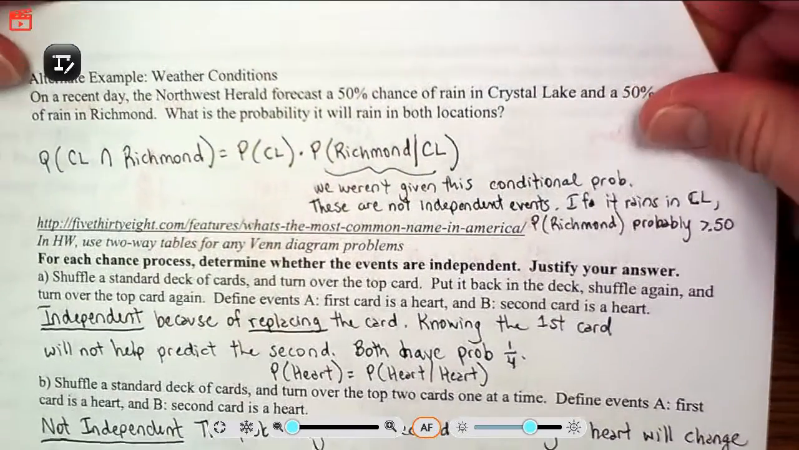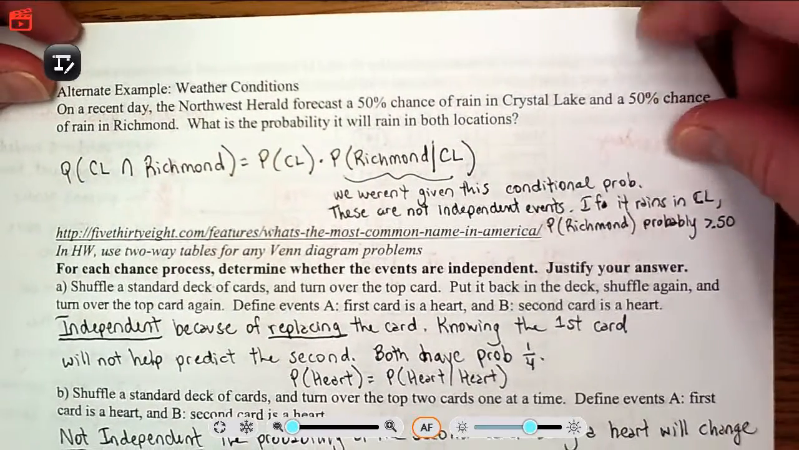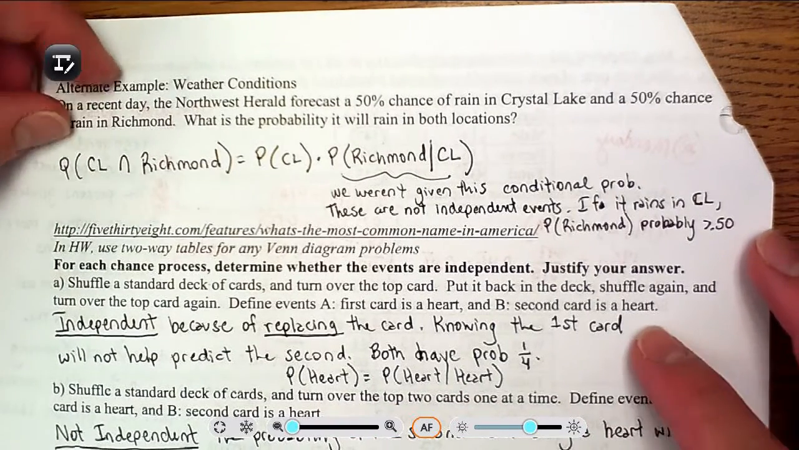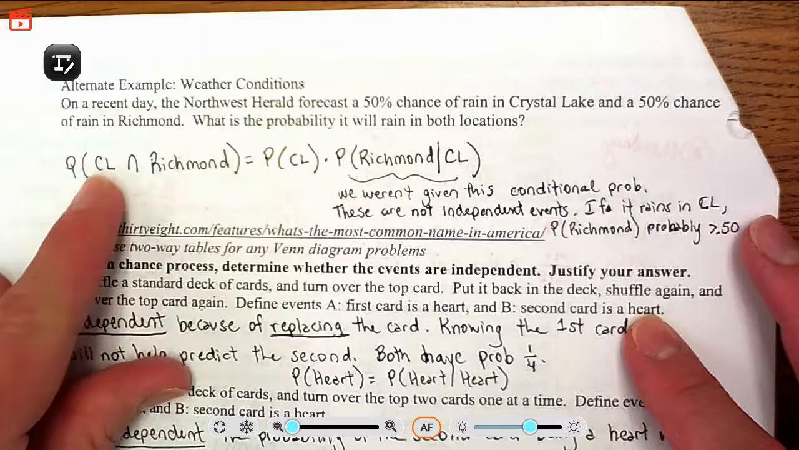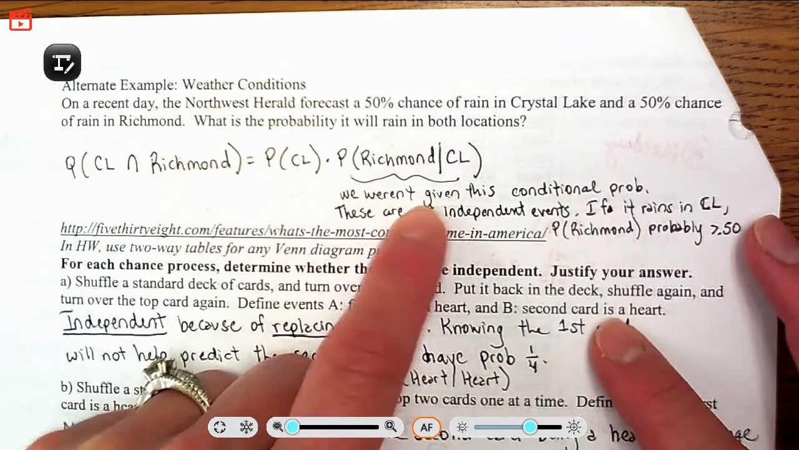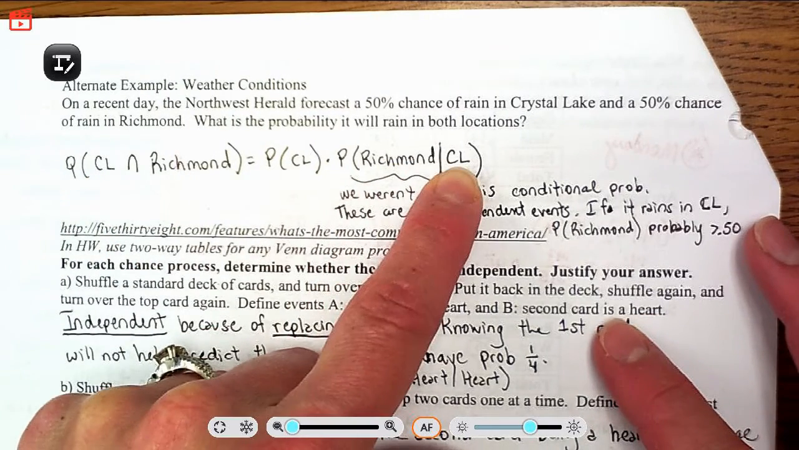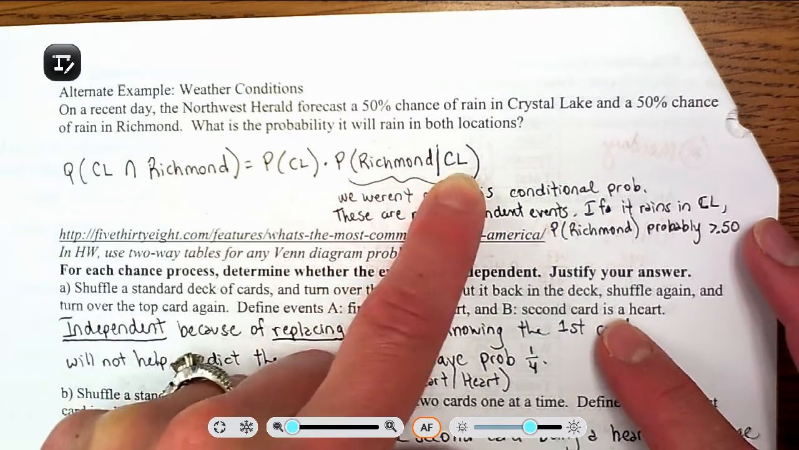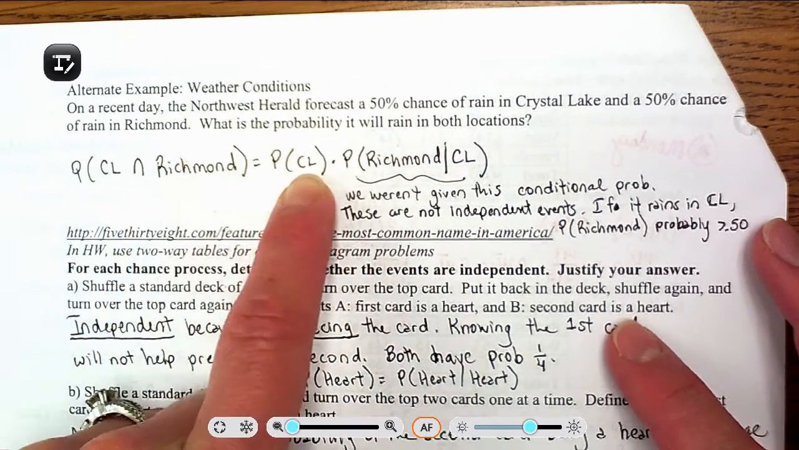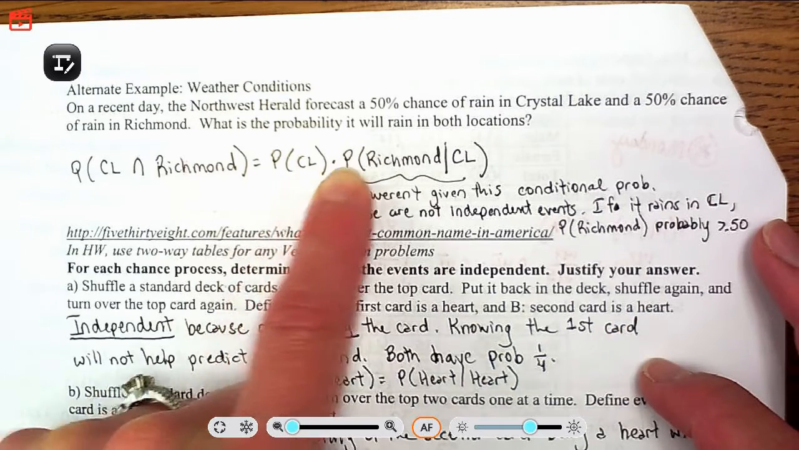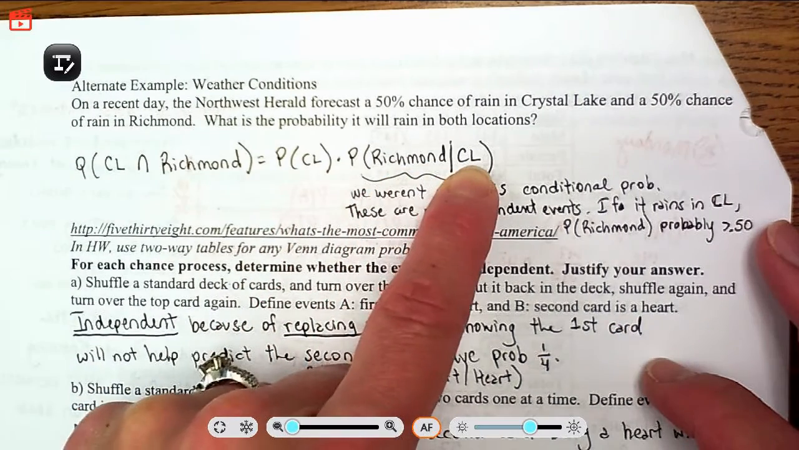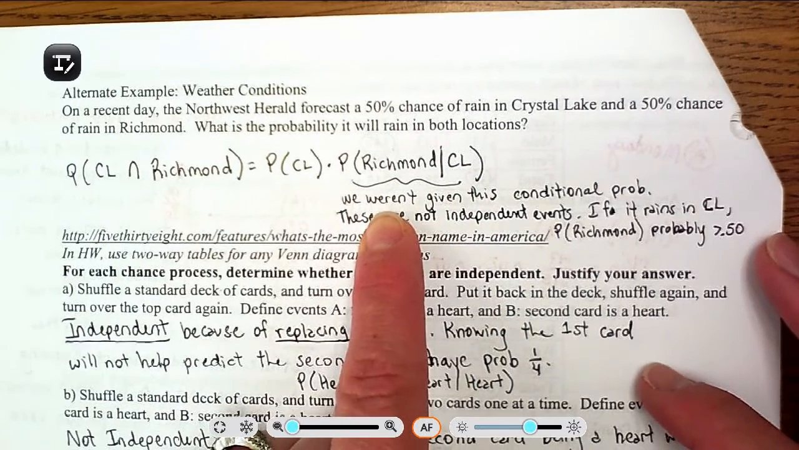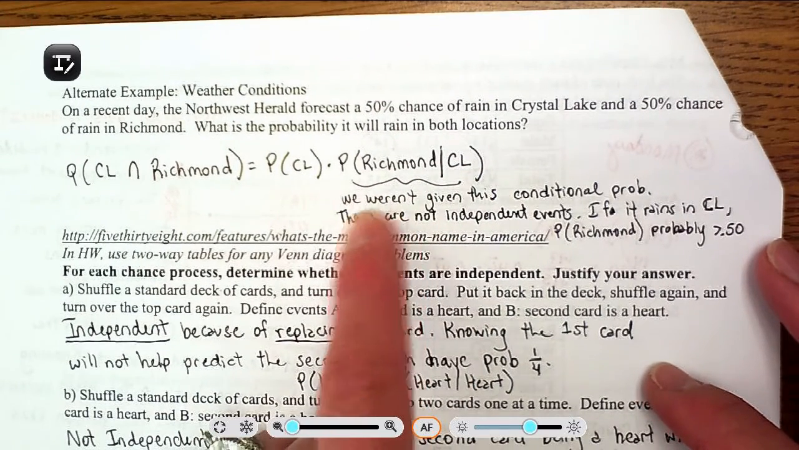Weather conditions. On a recent day, the Northwest Herald forecast a 50% chance of rain in Crystal Lake and a 50% chance of rain in Richmond. What is the probability that it will rain in both locations? The probability it rains in Crystal Lake and Richmond, we actually are not given the intersection. The conditional probability: the probability of A and B equals the probability it rains in Crystal Lake times the probability it rains in Richmond given it rained in Crystal Lake. But we aren't given that probability. That's probably pretty close to like 80-90% chance or something like that.